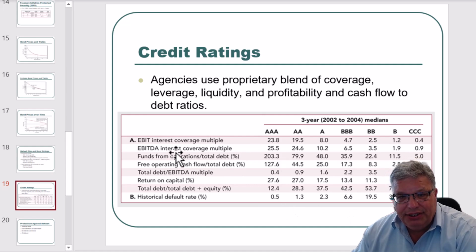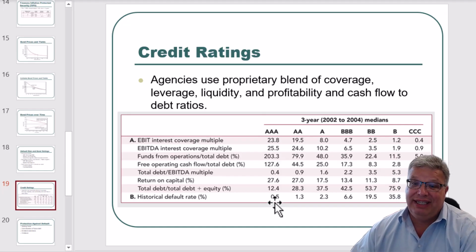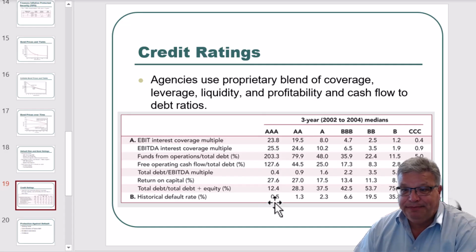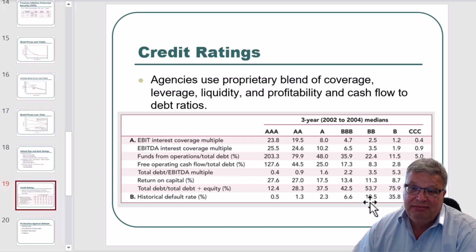This chart just shows you some of the average financial ratios of companies in these credit risk categories. And notice down below on B, it shows a historical default rate. Even AAA, the safest of the safe, 0.5% of that population in history has defaulted. So it's not perfect. Conversely, BB here, the beginning of the junk bonds, is almost 20%. Pretty high, right?